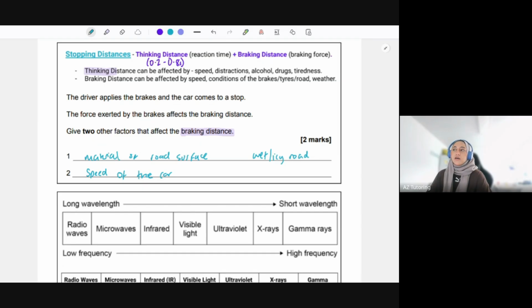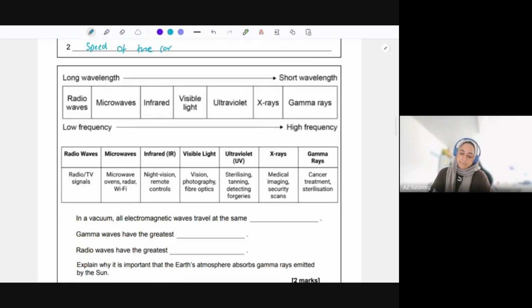And you could say mass of the car. A heavier car is harder to stop than a lighter car. So a truck would be harder to bring to a stop compared to a small car. So just choose two of these for that question.